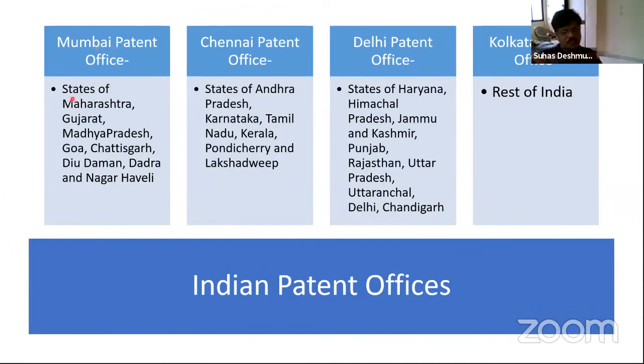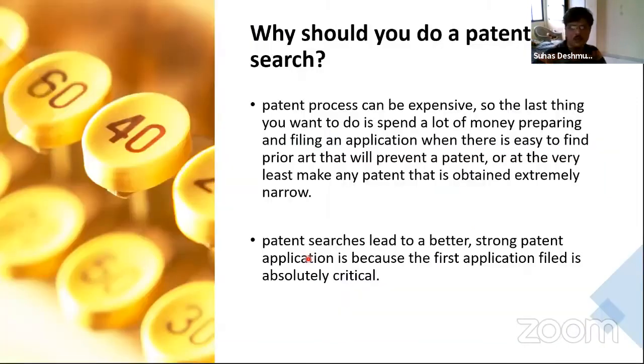For the Indian Patent Office, there are 4 offices. There is the Mumbai Patent Office, which controls Maharashtra, Gujarat, Madhya Pradesh, Goa, and part of Chhattisgarh. The Chennai Patent Office covers Andhra Pradesh, Karnataka, Tamil Nadu, Kerala, Pondicherry, and all those places. Then the Delhi Patent Office is the north part of the country, that is Haryana, Himachal Pradesh, Jammu Kashmir, Punjab, Uttaranchal, Chandigarh, all these places. And Kolkata is the rest, that is the east part of the entire country, which will be controlled under Kolkata.